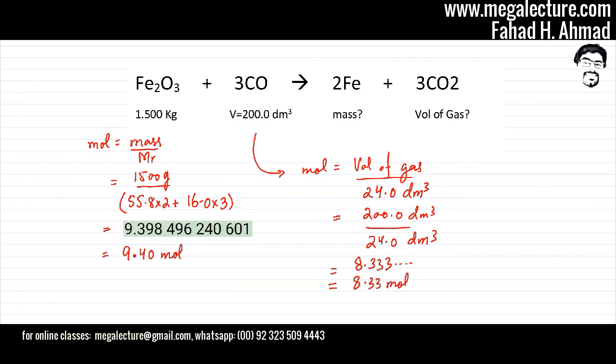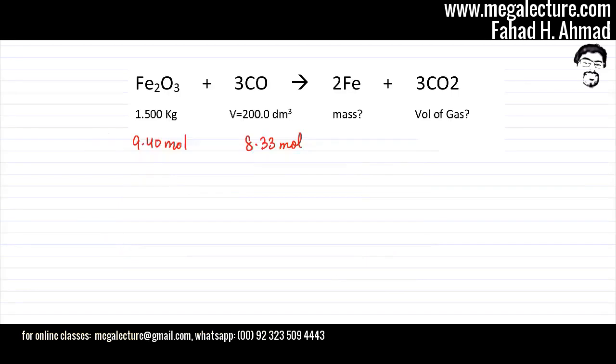When you're stating the answer, round it off to the appropriate significant figures, but when you're doing the calculations, in every step make sure you don't round the value. In any step that follows, remember to take the most accurate value forward on your calculator. So I've got the moles of the 2 substances: 9.40 moles for Fe2O3 and 8.33 moles for carbon monoxide.